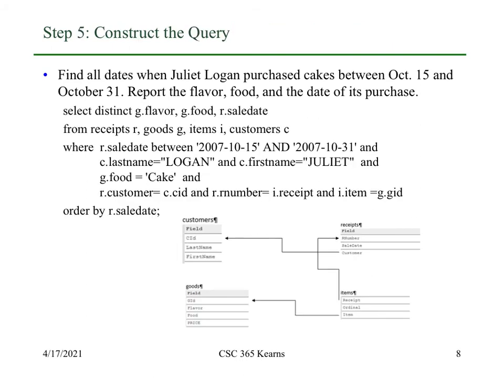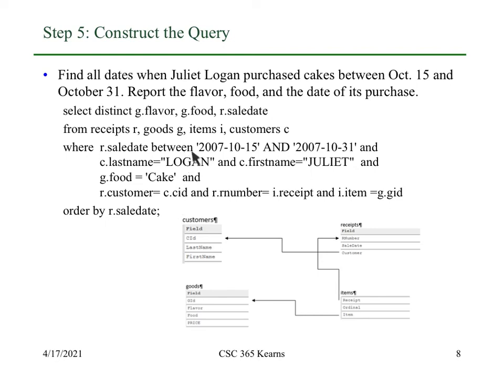So finally, this is what the query is going to look like. We've got our 4 tables here that we're going to need to access, and we know what we want to output. We want to report on the flavor, food, and date of its purchase, so we're going to want all those things. And now we need to figure out how to express the linkages between the tables and the conditions for the tuples that we want to access.